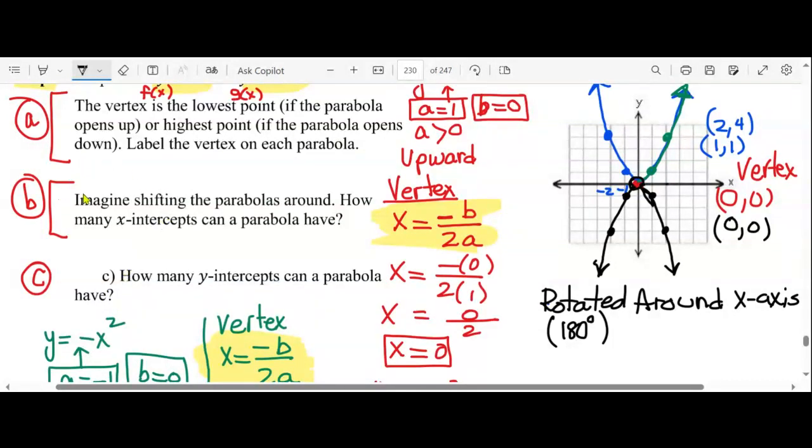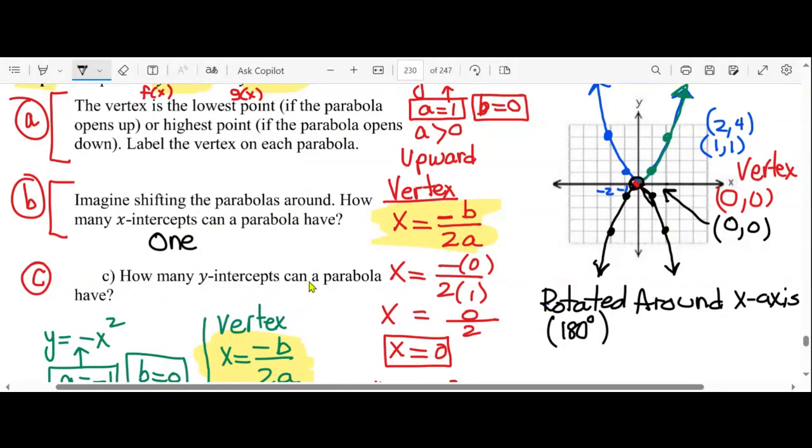Now let's go for A. The vertex is the lowest point if the parabola opens up, or the highest point if the parabola opens down. Label the vertex on each parabola. So I already did this. Okay. Imagine shifting the parabola around the x-axis. How many x-intercepts can a parabola have? Only one. So the answer here is 1.